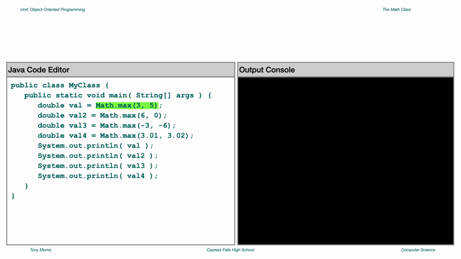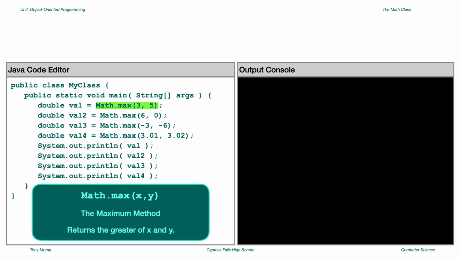Next, the Math.max method, which receives two parameters and returns the greater of those two values. So if x is greater, it'll return x. If y is greater, it'll return y. So our first call to max is going to return 5, since 5 is larger than 3. The second one returns 6, since 6 is larger than 0. The next one returns -3, since -3 is greater than -6. And the last call returns 3.02, because that number is larger than 3.01.